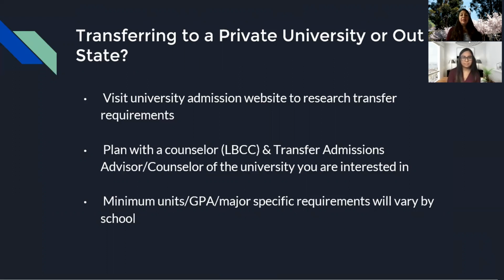And as I mentioned, the minimum units, GPA, and also the major specific requirements can vary by school. So for example, typically you need 60 units to transfer over to a CSU or a UC. Well, as an example, for USC, you only need 30 units. So that's why it's important to keep in mind. And they also have different GE patterns that you have to take, so your general education courses. So that's why it is important to make sure that you know exactly what it is that they're asking for before you transfer over or before you apply.